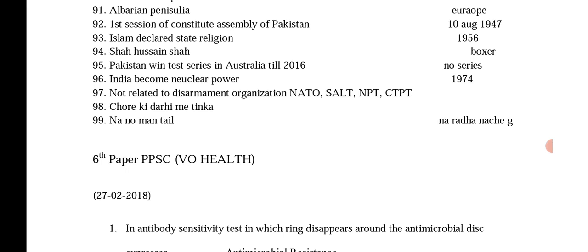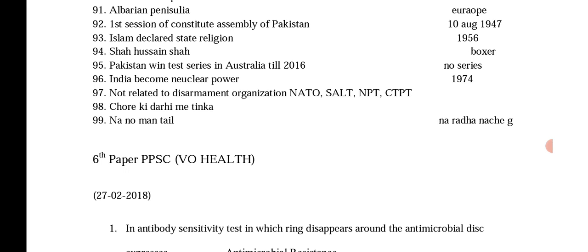Islam declared state religion in 1956, 9 years after the independence. Pakistan was declared an Islamic country. Shah Hussain Shah is a boxer. Pakistan win test series in Australia 2016? No series. Pakistan has not won even a single test series in Australia till 2016.